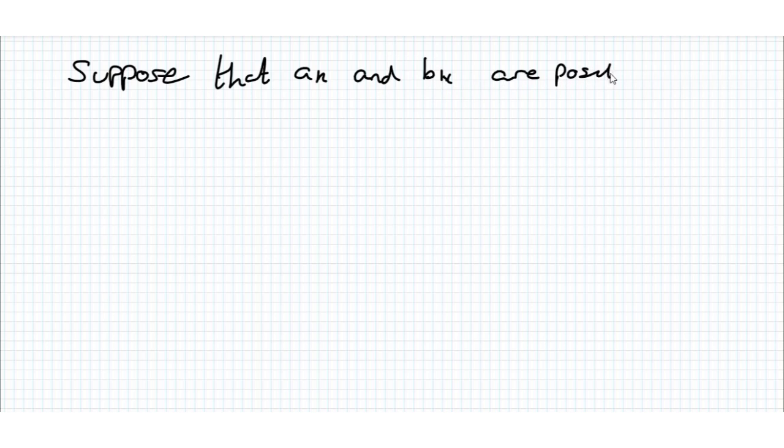Suppose that ak and bk are positive for k greater than or equal to p. And this just means that the terms in the sequence are all positive terms.